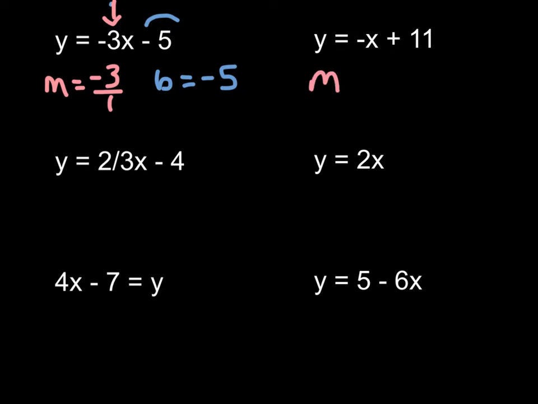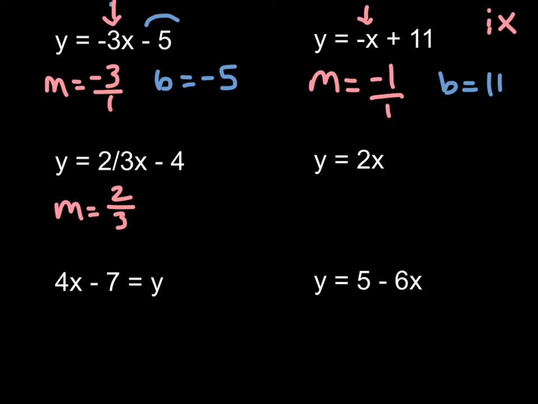The slope here should have had -1. Now what you have to remember is that in between the x and the negative sign, right there, there is a number 1. Remember, when x stands alone, it has a coefficient of 1. So that would be -1 or -1 over 1 for the slope, and the y-intercept is 11. Over here, the slope is 2/3, and typically we'll write the fraction like that, and the y-intercept is -4.